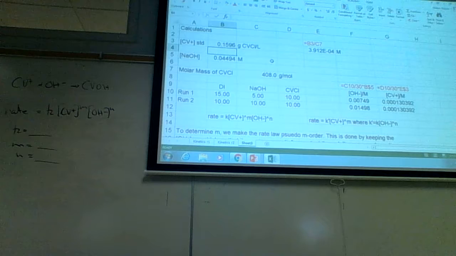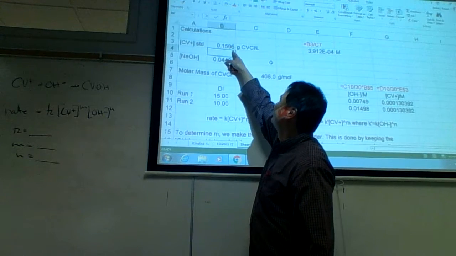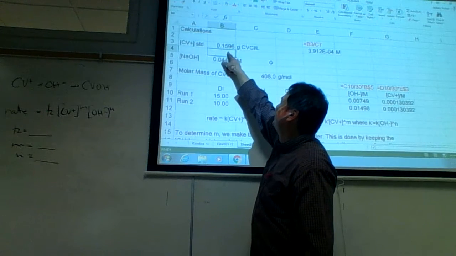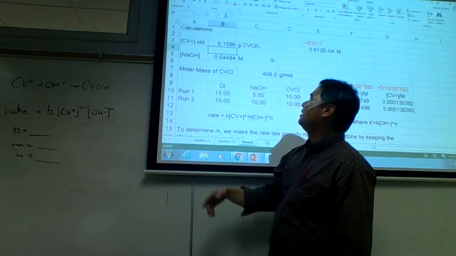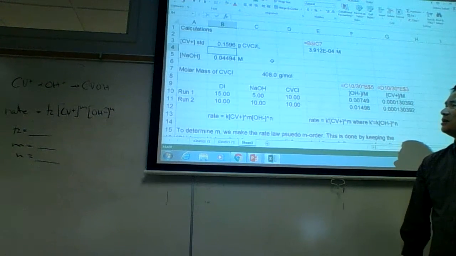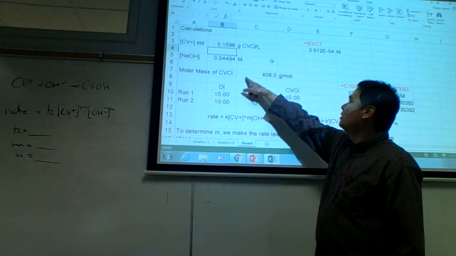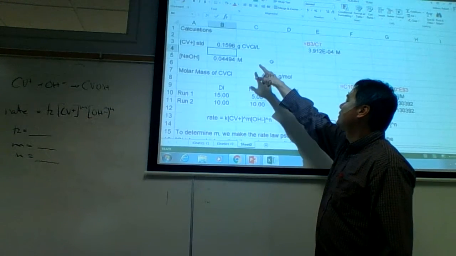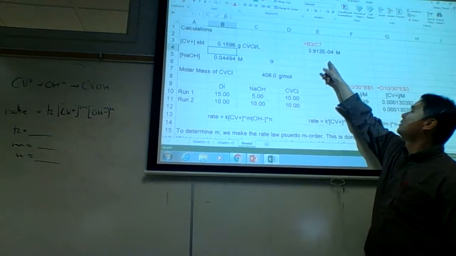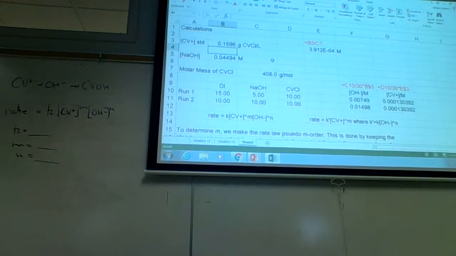I had to think about our balances. Our balances only measure to the nearest tenth of a milligram. So that's the precision of our balances. And so in a full liter, they only dissolved 0.1596, between a tenth and 2/10 of a gram of crystal violet chloride per liter. Well, crystal violet chloride has a molar mass of 408, and so we can convert the grams to moles and generate the molarity of crystal violet. And so I just had Excel do the calculation here.